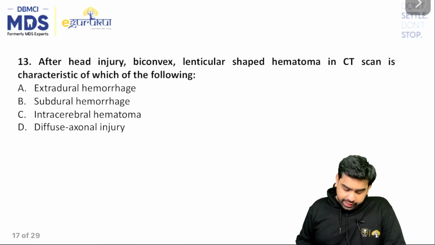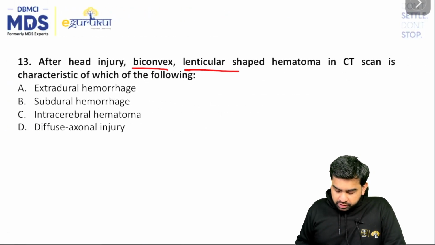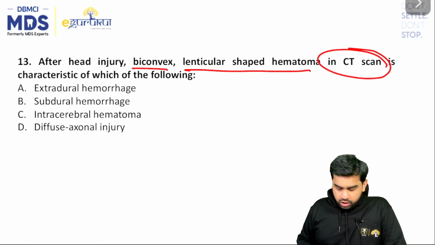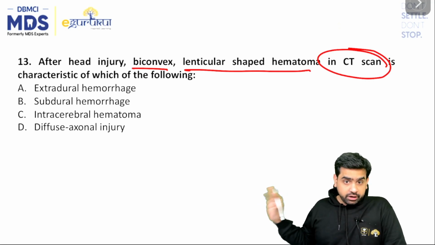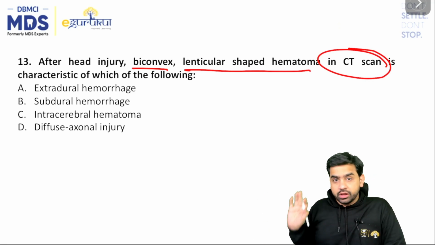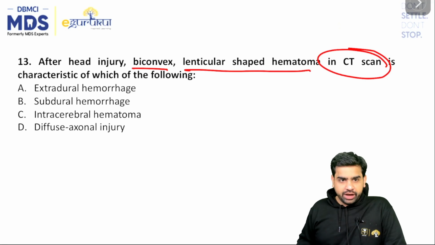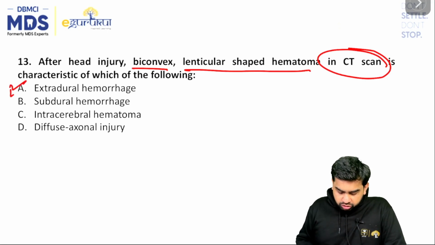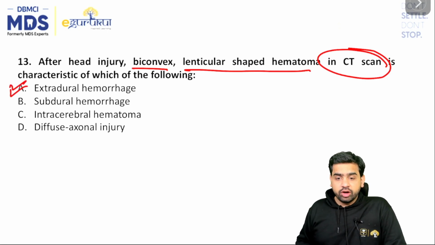Very, very important. Okay. Now, after the head injury, there is a biconvex lens-shaped hematoma on the CT scan. Now, if at all you do this particular question wrong, it's the end of the story. This is a very, very important question, and a very simple question as well. So, what is this? This is an extradural hematoma. So, these particular words, biconvex lens-shaped opacity on the CT, basically give you the diagnosis of an extradural hematoma.